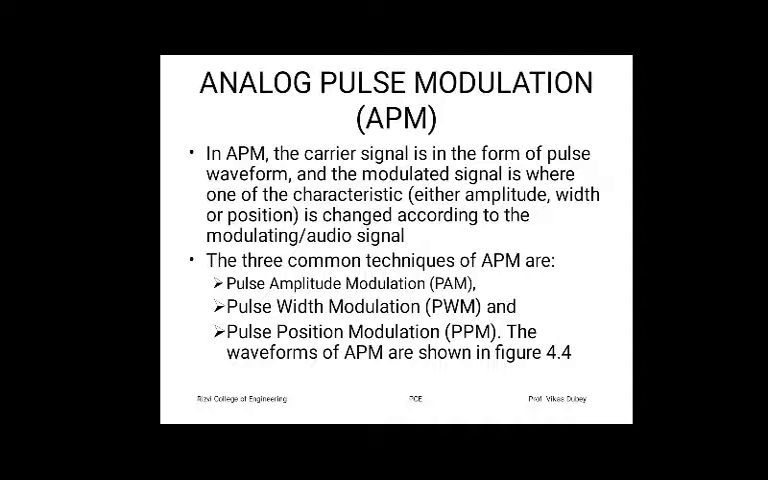Based on that, there are three common techniques of APM: pulse amplitude modulation, where the amplitude of the pulses is varied with respect to the amplitude of the modulating signal; pulse width modulation, where the width of the pulse varies with respect to the amplitude of the modulating signal; and pulse position modulation, in which the position of the pulses changes, meaning there will be a change in the duty cycle. So the position varies with respect to the amplitude of the modulating signal. The same thing is explained in figure 4.4. We'll see it in the next slide.